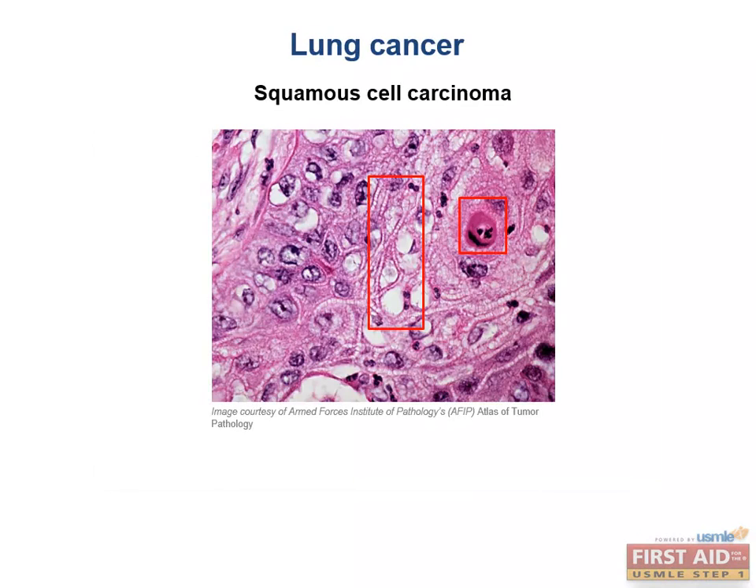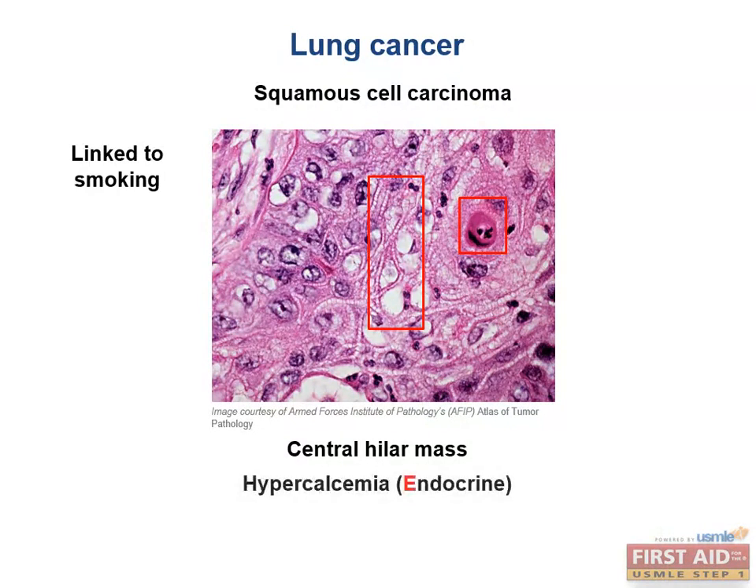Squamous cell carcinoma has been clearly linked to smoking. How does it present? As a centrally located hilar mass arising from the bronchus. Hypercalcemia of malignancy may be seen with squamous cell carcinoma due to the production of parathyroid hormone-related peptide. This is an endocrine manifestation from our mnemonic Sphere. Recall from the endocrine and musculoskeletal chapters how PTH stimulates osteoclast activity, thus releasing calcium from bone.